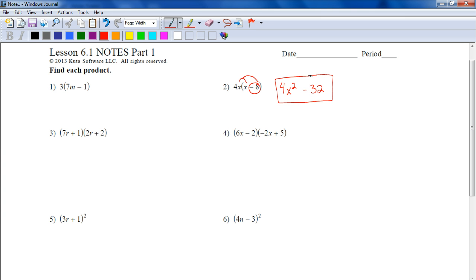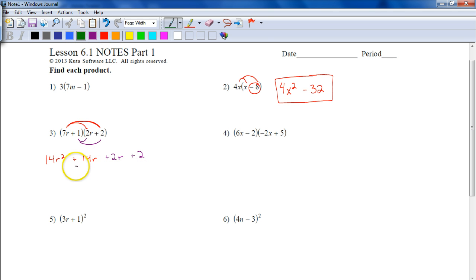The first method is more of the traditional approach, and that's using the FOIL method or the extended distributive property, which means that we're going to take this 7r and multiply it times both the terms in the other parentheses. And then I'm going to take the 1 and multiply that times both of the terms in the other parentheses. So to start out with 7r times 2r, that would be 14r squared. And then I take the 7r times the 2 all the way at the end there. 7r times 2 is 14r. Now I'm going to multiply everything by 1. 1 times 2r is just 2r, and 1 times 2 is 2.